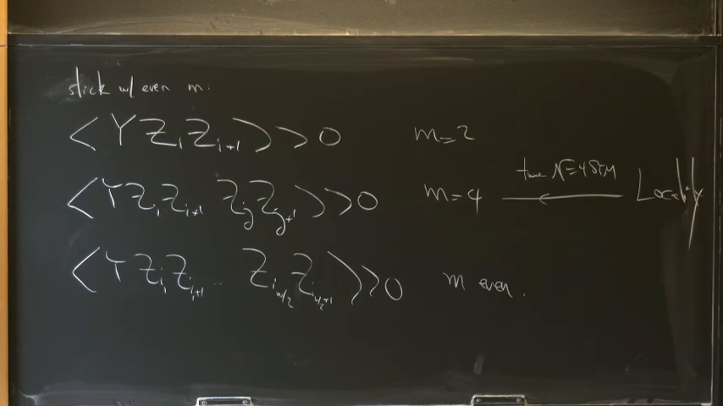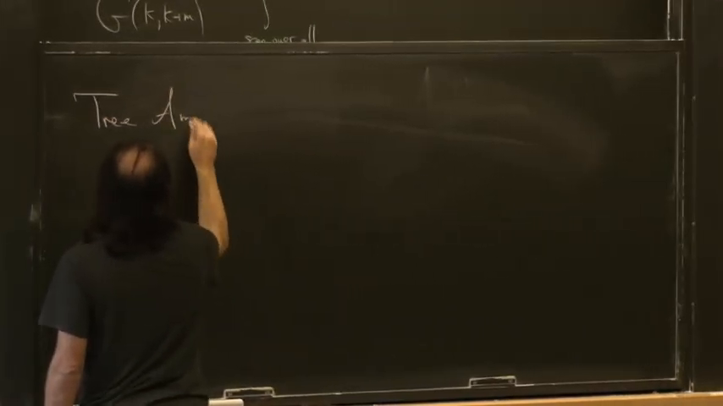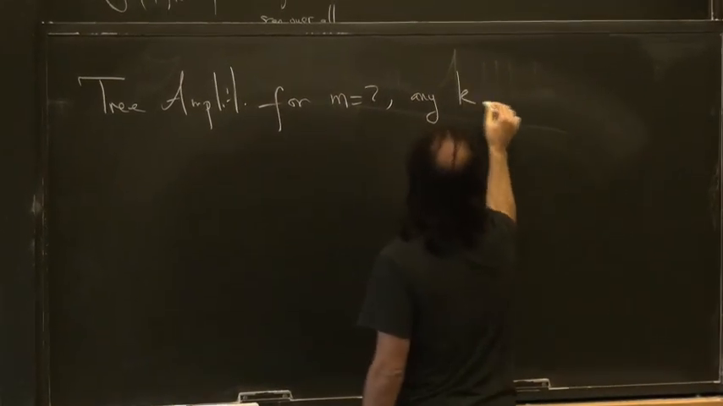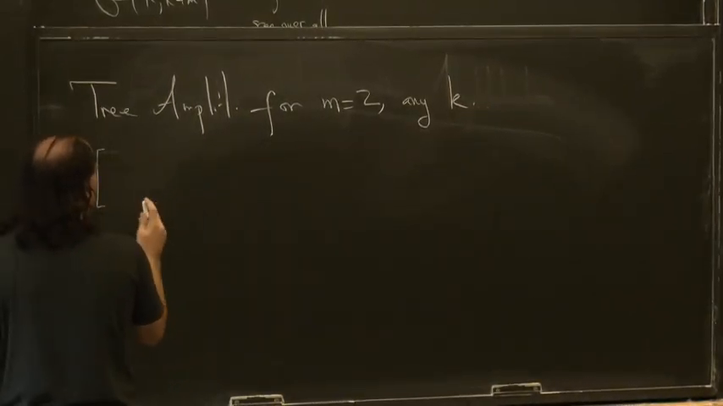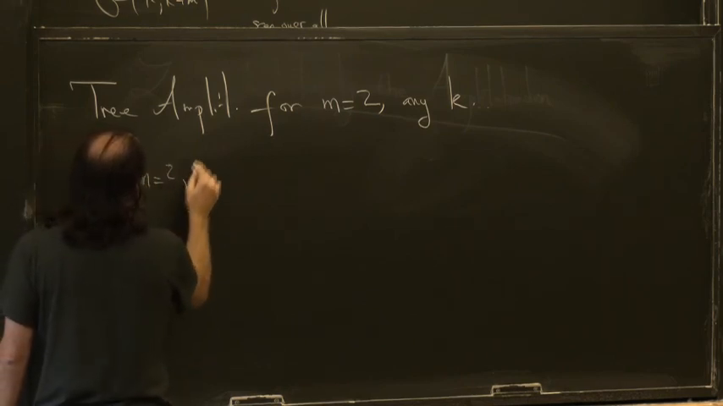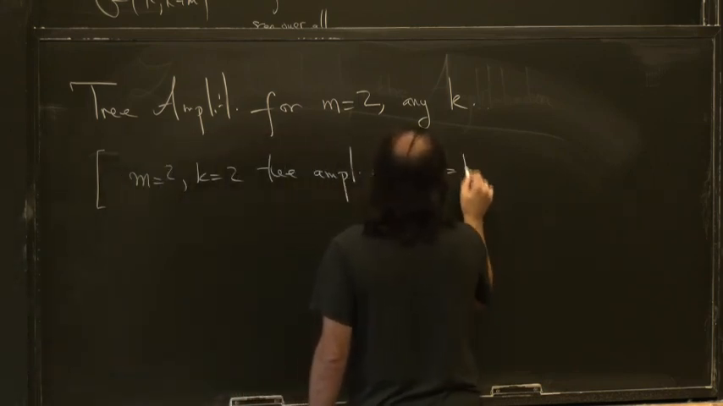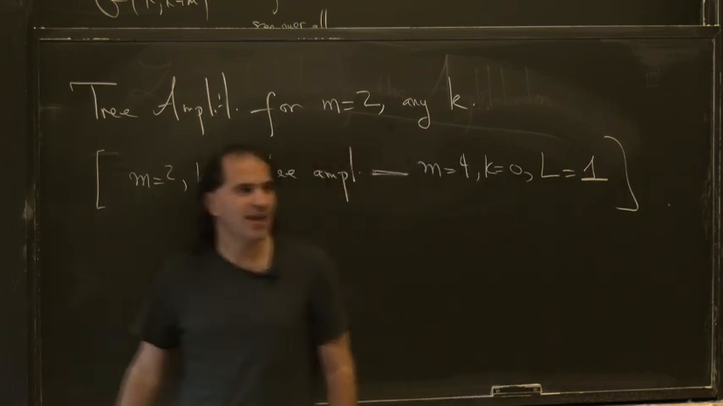Okay, but to begin with, let's start with the tree amplitudehedron for m equals 2. That's the simplest case that goes beyond polytopes already. At the end of last time, let me just remind you that it just so happens that the m equals 2, k equals 2 tree amplitudehedron is the same as the m equals 4, k equals 0, another MHV, one loop amplitudehedron. So these are exactly the same space.